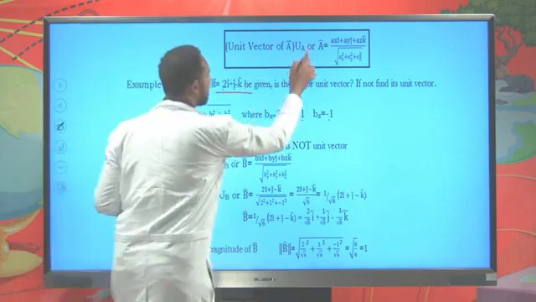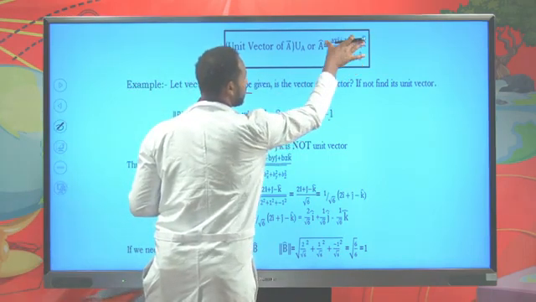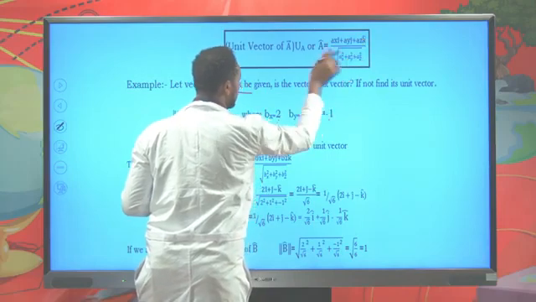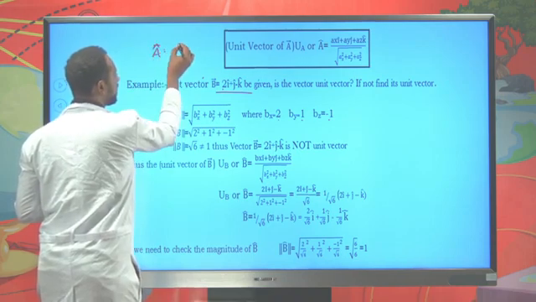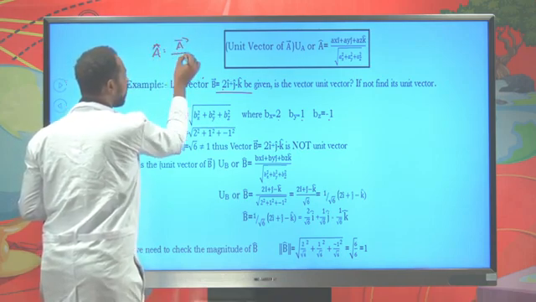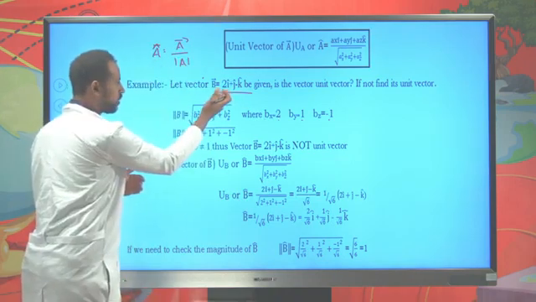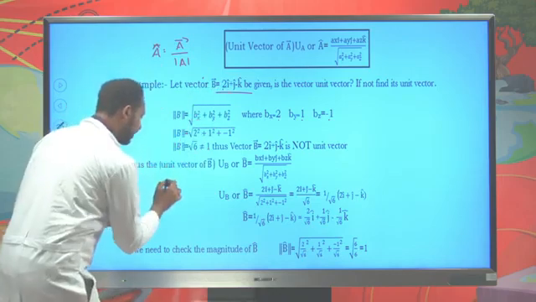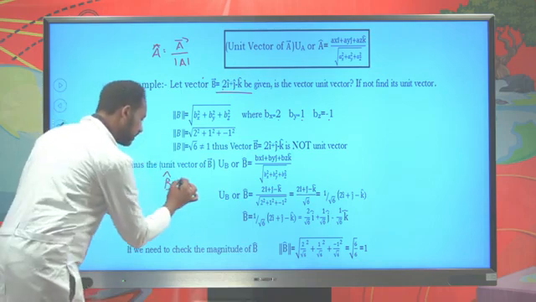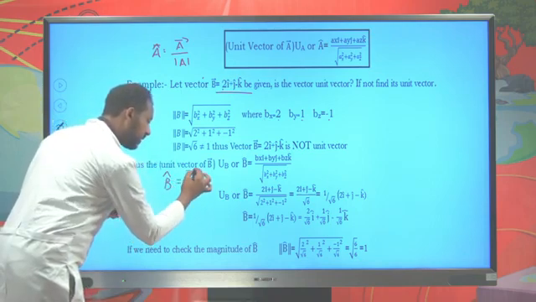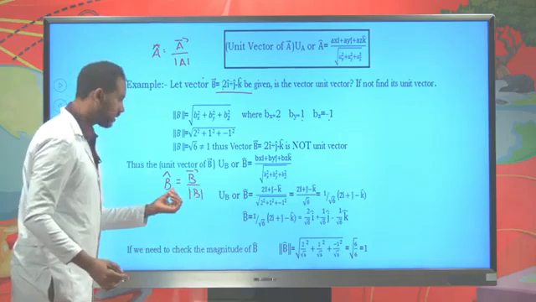How? To determine the unit vector of a given vector A, for example, ax in the i, ay in the j, you have to put the vector itself over its magnitude. Therefore, if you have vector A, to determine its unit vector, you put the vector itself over the magnitude of the vector. In this case, you have a vector called B. To determine its unit vector, B hat, whenever you put a hat it means unit vector, is equal to the vector itself B over the magnitude B.